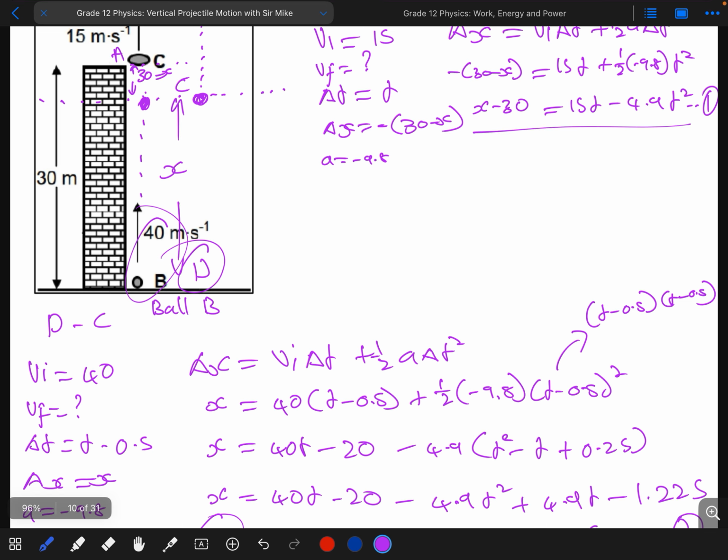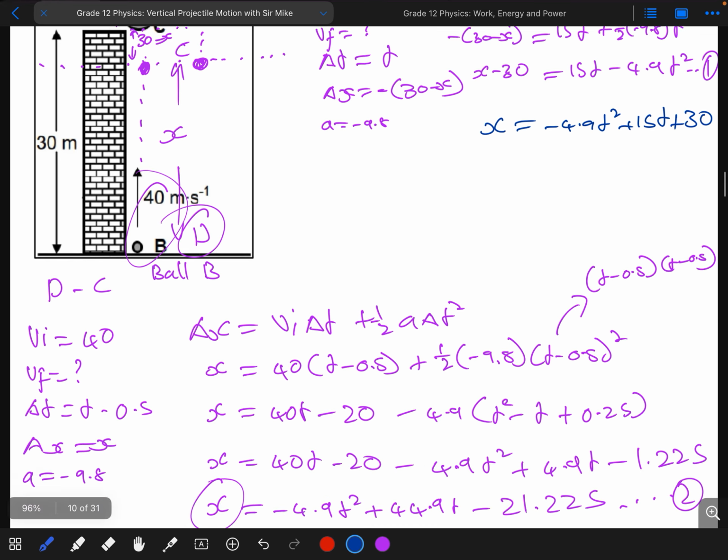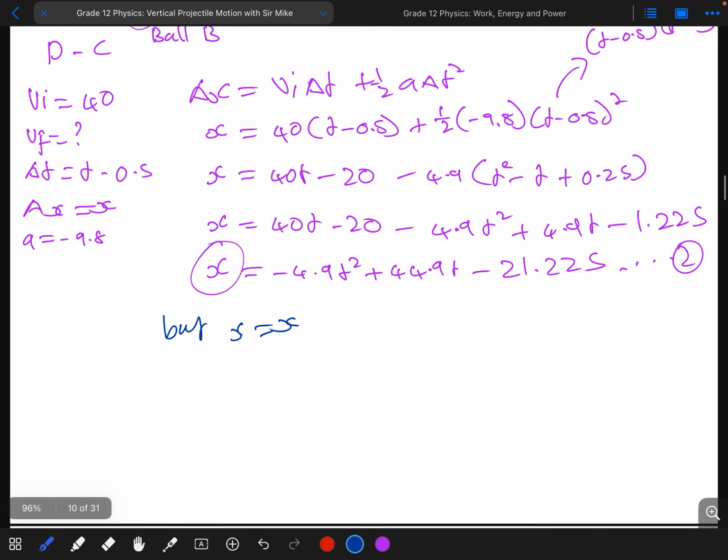So what I'm simply going to do is the same for that one. This simply becomes now x being equal to negative 4.9t squared, I'm just rearranging that, plus 15t, right? But I'm going to take that 30 to the other side, so it simply becomes plus 30 there. So what I'm simply going to do is say x equals x.